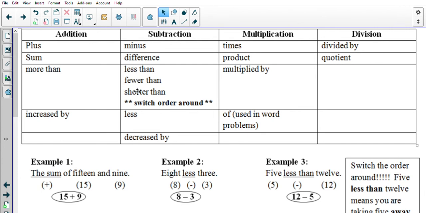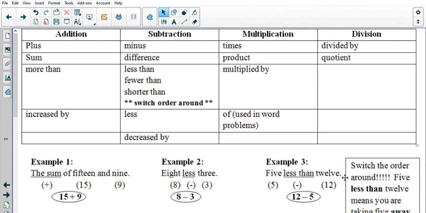Less than, fewer than, shorter than, for example, if you see those, you switch the order around. And by that, I mean, if you look at example 3, 5 less than 12 means to take 5 away from 12. So instead of doing 5 minus 12, we flip-flop the numbers. So you put the 12 first and the 5 second. Now, sometimes I have students who are like, well, the bigger number has to come first. Hey, we're going to see negative numbers. The bigger number doesn't have to come first. But if you say 5 less than 12, it means to take 5 away from 12.